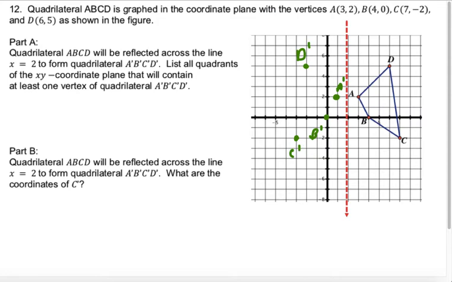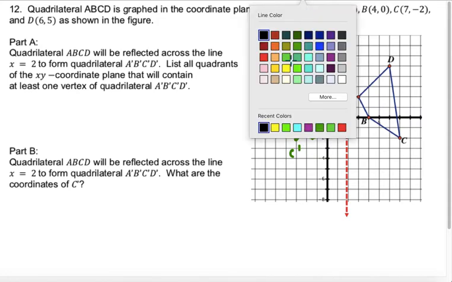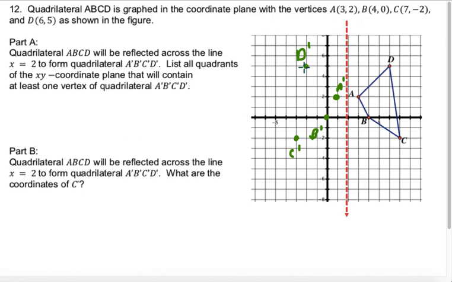So then I'm going to connect my lines. I used green, so hopefully this is the correct color. Of course it's not. So I'm going to connect that, and that's how you get my figure A prime, B prime, C prime, and D prime. Great, that's done. All right, so now it says list all the quadrants.